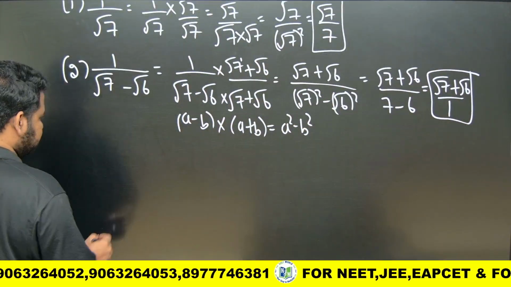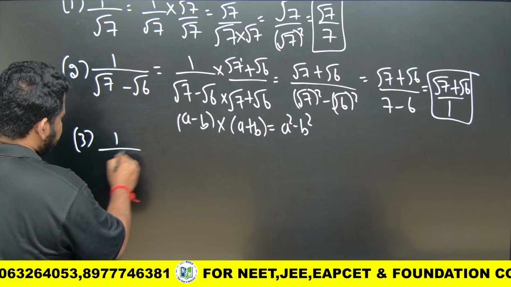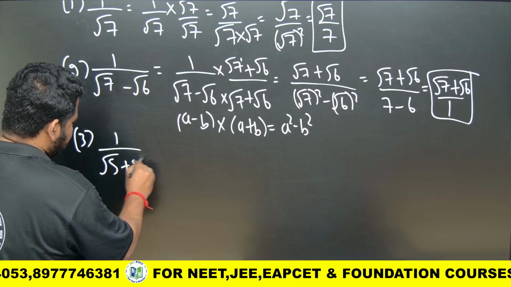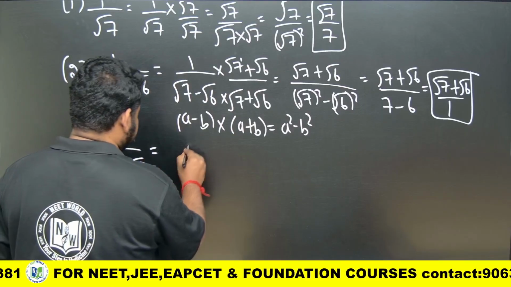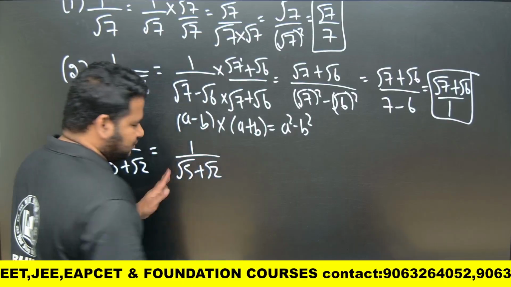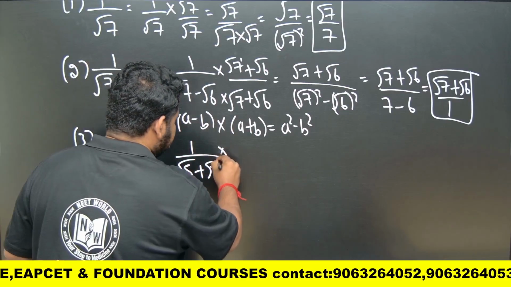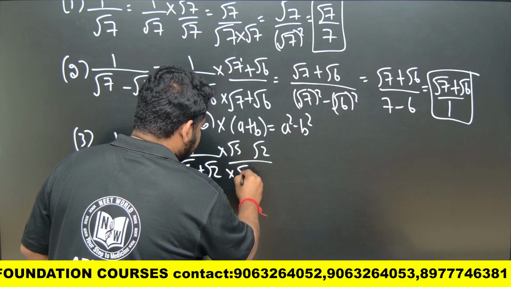Look at that question. 1 by root 5 plus root 2. This is the question they have given. So let me write it as it is, very carefully. Focus, please focus. So 1 by root 5 plus root 2. So I will write root 5, here I will write root 2, and here I will write multiply by root 5, here I will write root 2.